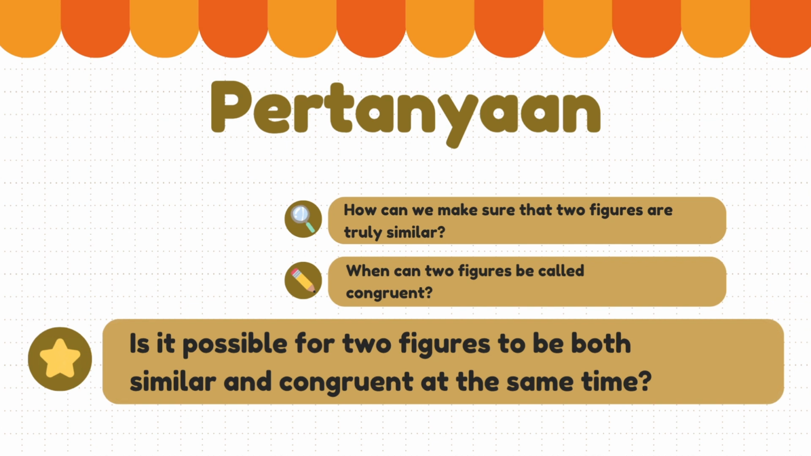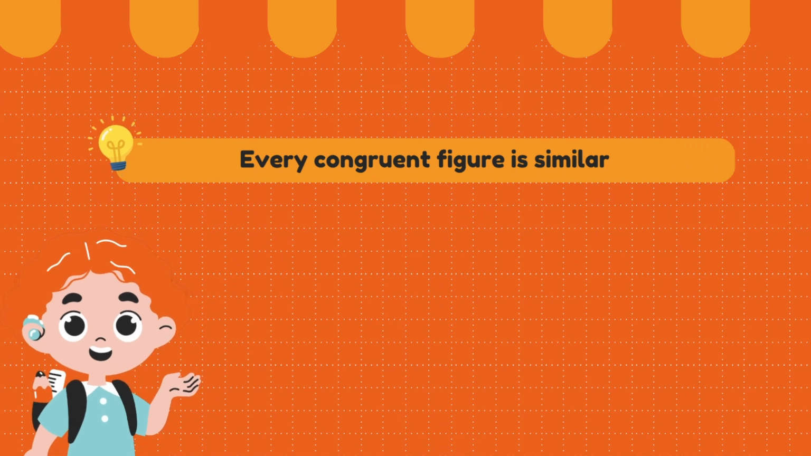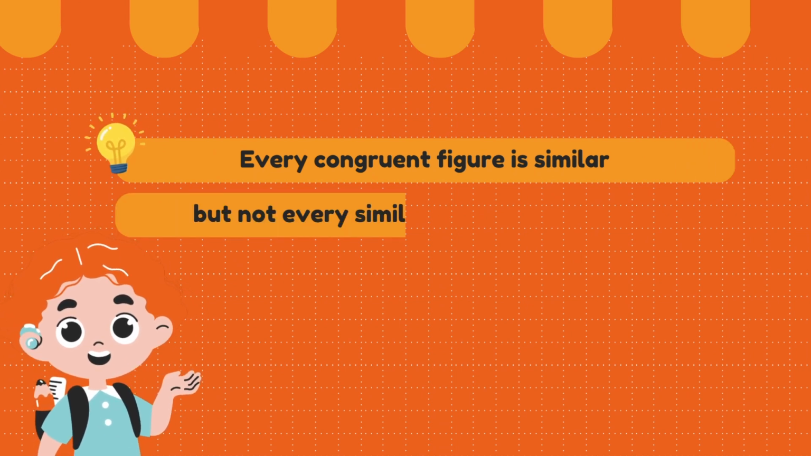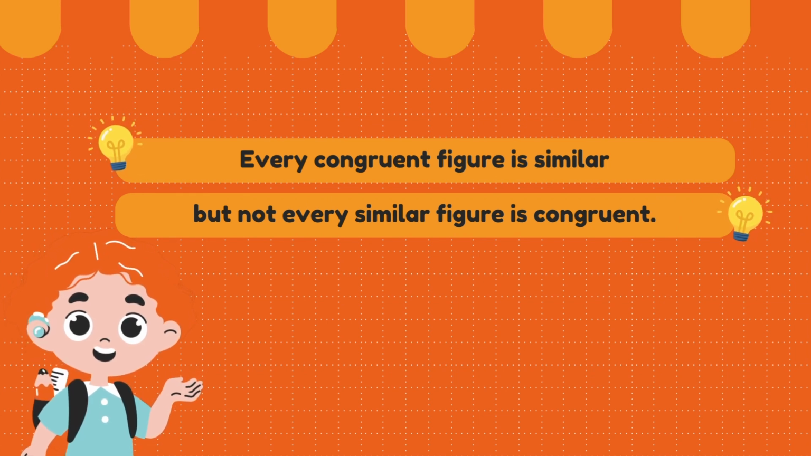Is it possible for two figures to be both similar and congruent at the same time? And the answer is yes, because every congruent figure is similar, but not every similar figure is congruent.